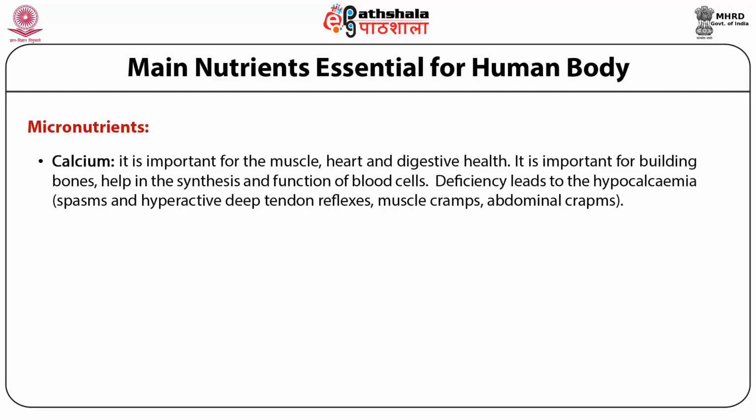Calcium. It is important for the muscles, heart, and digestive health. It is important for building bones, and helps in synthesis and function of blood cells. Deficiency leads to hypocalcemia, that is spasm and hyperactivity, deep tendon reflexes, muscle cramps, abdominal cramps. Excess leads to hypercalcemia that results in constipation, muscle weakness. Also, it affects conduction of electrical impulses in the heart, calcium stones in the urinary tract, impaired kidney function, and impaired absorption of iron leading to iron deficiency.